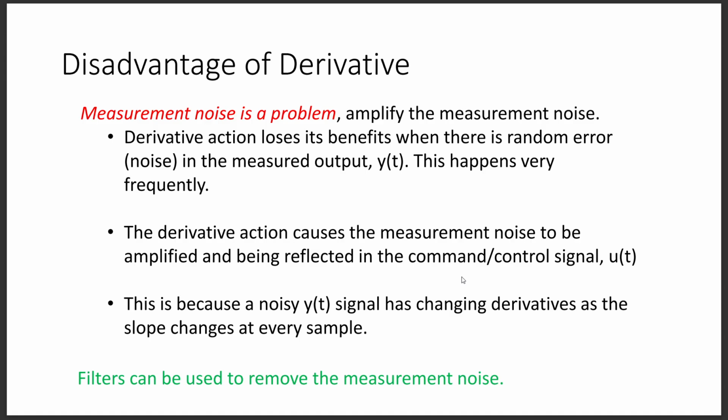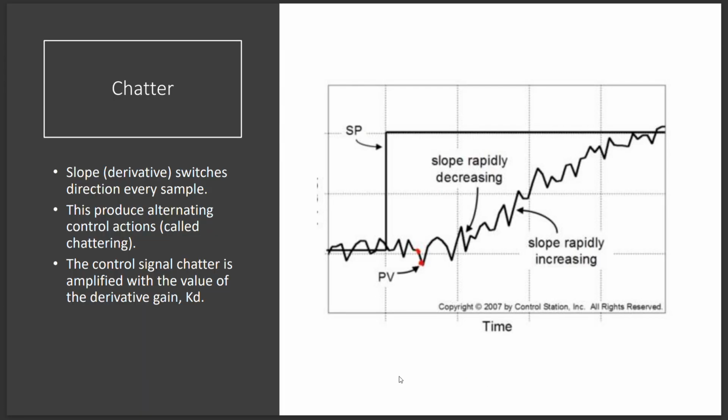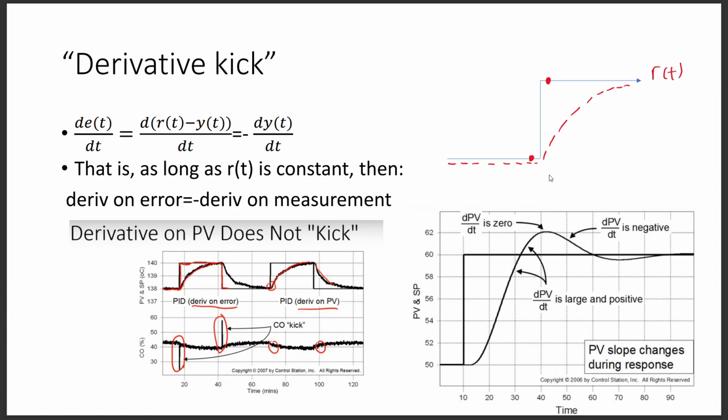So to stop that, if you have a noisy behavior, the solution is to use a filter, which in the lab we have studied, right? If you have a noisy behavior, you use a low pass filter. So this is called chattering. Chattering is when you have ups and downs, you have these vibrations in your response. The control signal chatter is amplified when you have derivative gain.